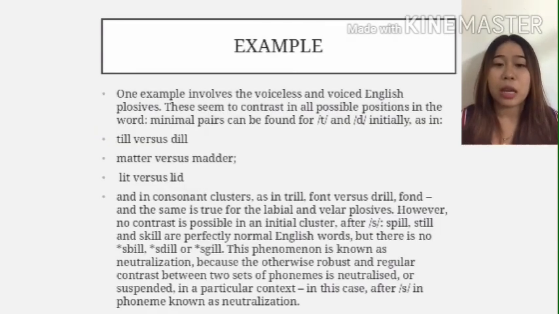One example involves the voiceless and voiced English plosives. This seems to be a contrast in all possible positions in the word. Minimal pairs can be found for T and D: initially, as in till versus dill; medially, as in matter versus madder; finally, as in lead versus lead; and in consonant clusters, as in trill font versus drill font.